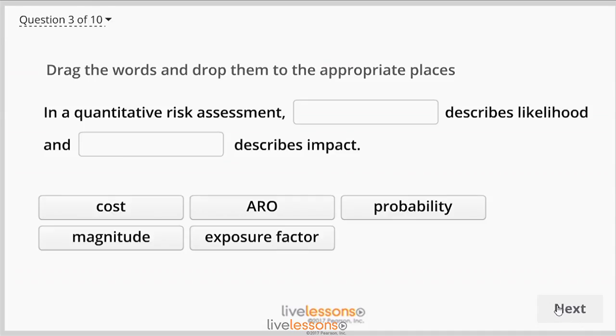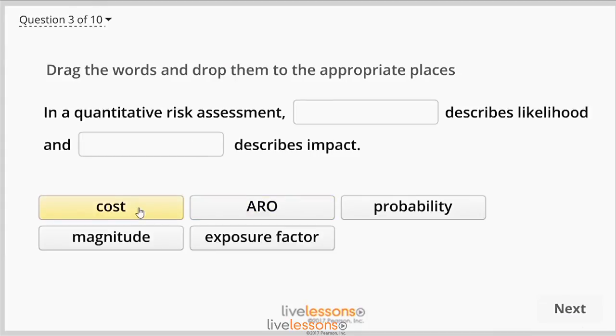Now you might run into some drag and drop questions, as I showed you earlier. Remember, drag and drop are really just a fancy way of having multiple choice. And really, we're almost getting 2 different multiple choices here. Our first multiple choice would be, in a quantitative risk assessment, which of the following describes likelihood, and which of the following describes impact. So don't get nervous about these. They're just another way of presenting a multiple choice.